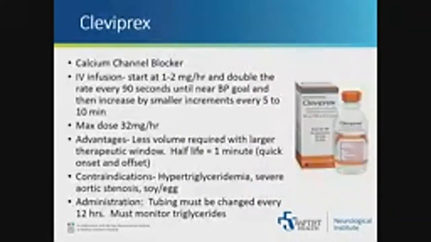Last drug is Clevidipine. It also is a calcium channel blocker. We start the infusion at 1 to 2 milligrams an hour. You double your rate every 90 seconds until you're close to your blood pressure goal. And then you increase in smaller increments every 5 to 10 minutes until you achieve the blood pressure that you want. Its max dose is 32 milligrams an hour.